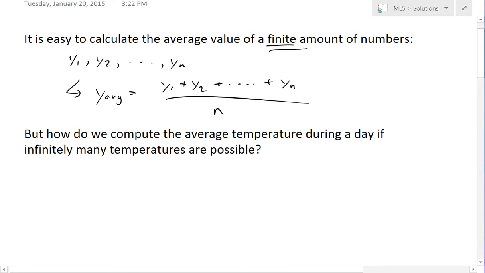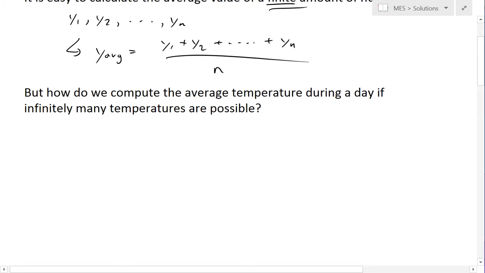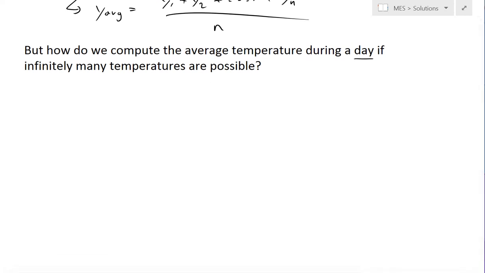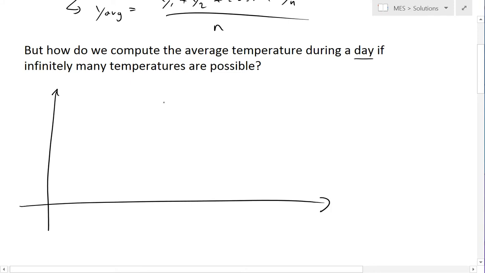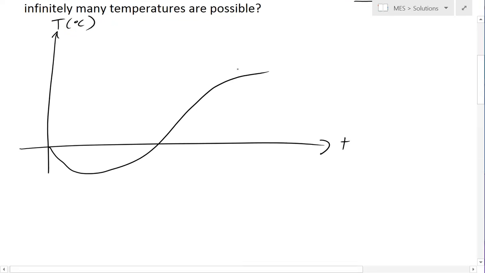But what if we had an infinite amount of numbers? For example, we were to compute the average temperature during a day if infinitely many temperatures are possible. If you had a function like this to graph out the temperature during the day, this is time, this is going to be your temperature in degrees Celsius. Let's say it goes below 0 and then it rises up to, what is it, 20 degrees Celsius right here, and it's at 0.